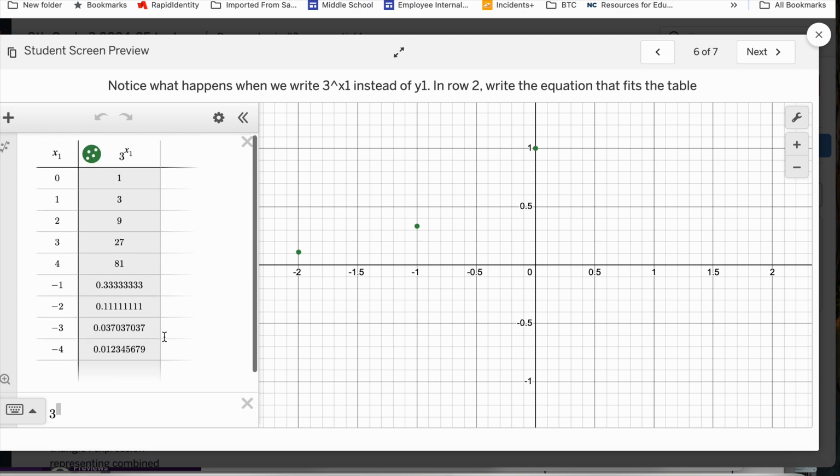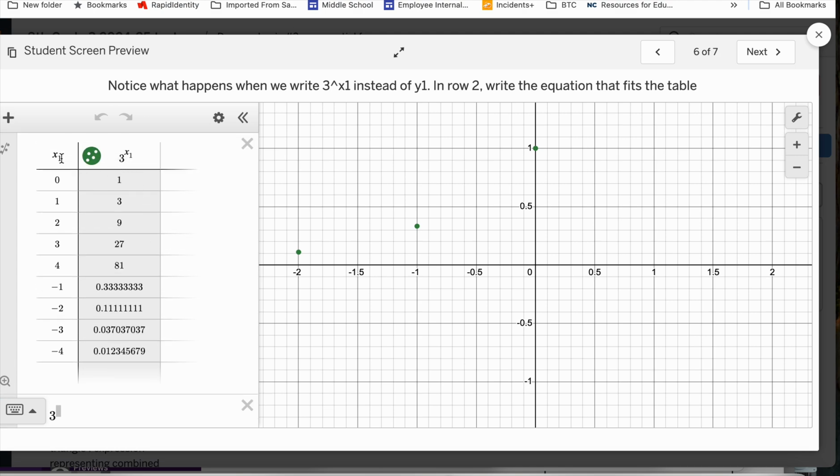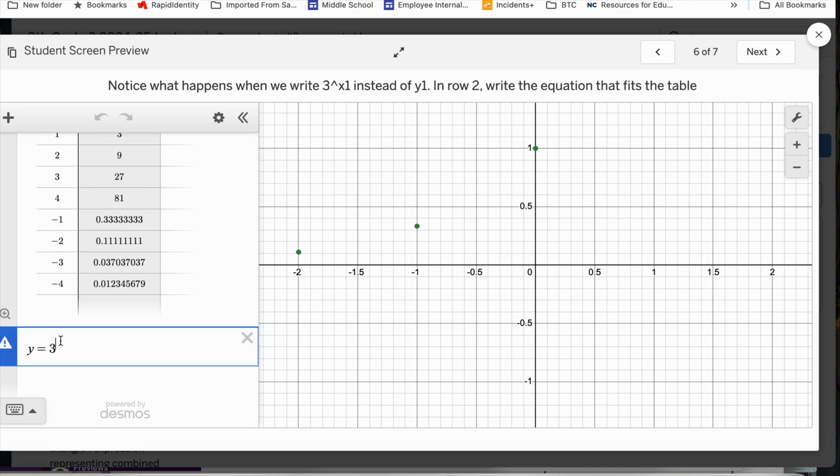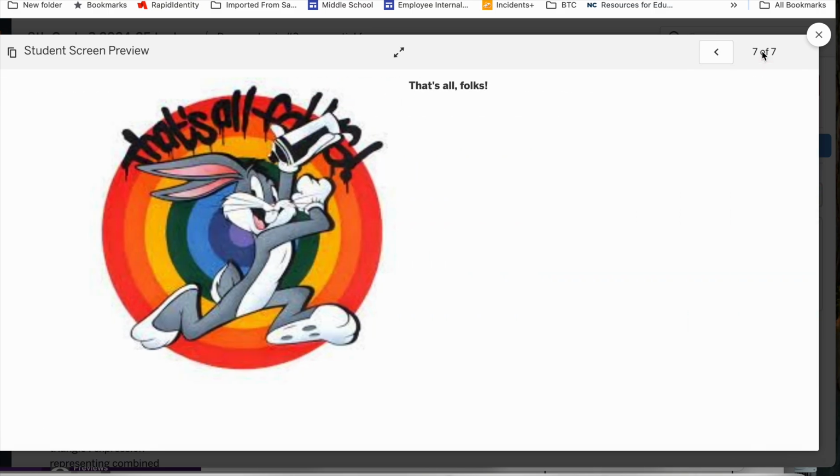And so you say, okay, well, I could also have just, instead of saying x1 and y1, I could have said x1 and 3 to the x1. All right, and so what are we doing? We're raising it to the x power. Okay. And that's all, folks.